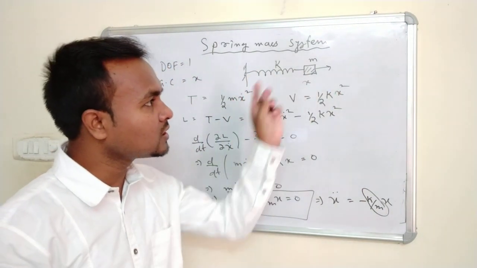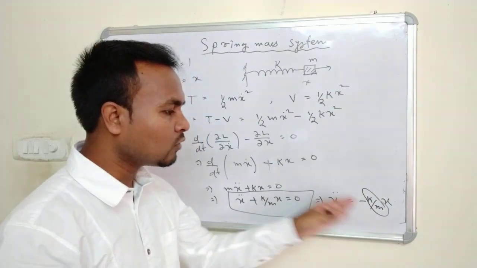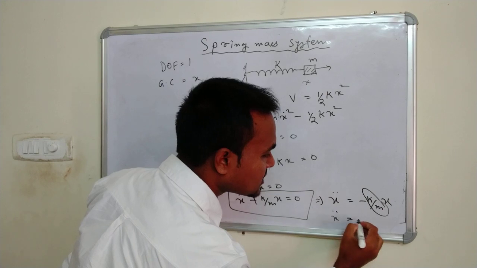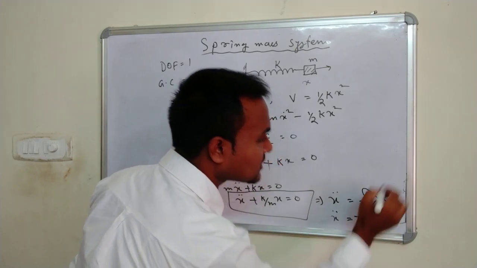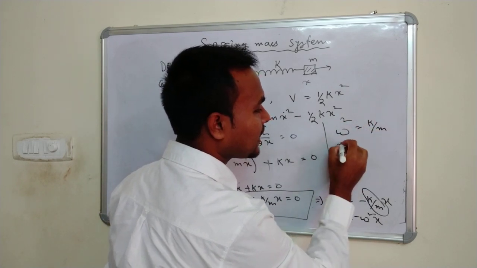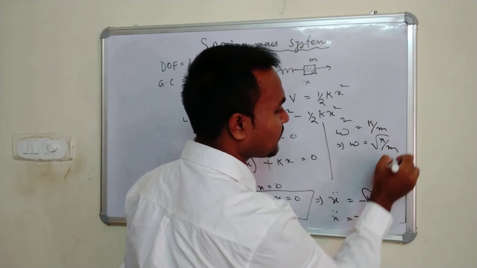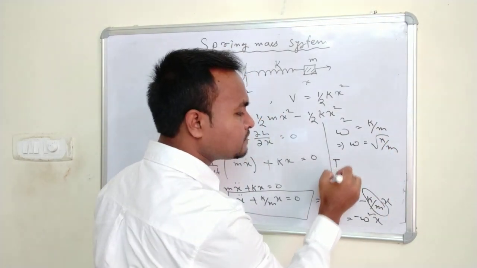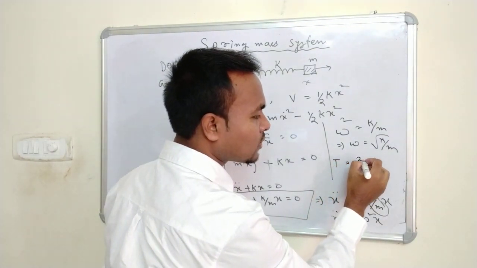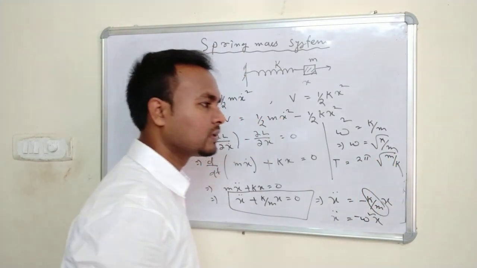So the motion associated with the spring mass system is simple harmonic motion. And what will be the angular frequency? If I compare it with x double dot equals minus omega squared x, then omega squared equals k upon m, and omega equals the square root of k upon m. So this is the angular frequency. What will be the time period? T equals 2 pi by omega, so 2 pi times the square root of m upon k. Clear?